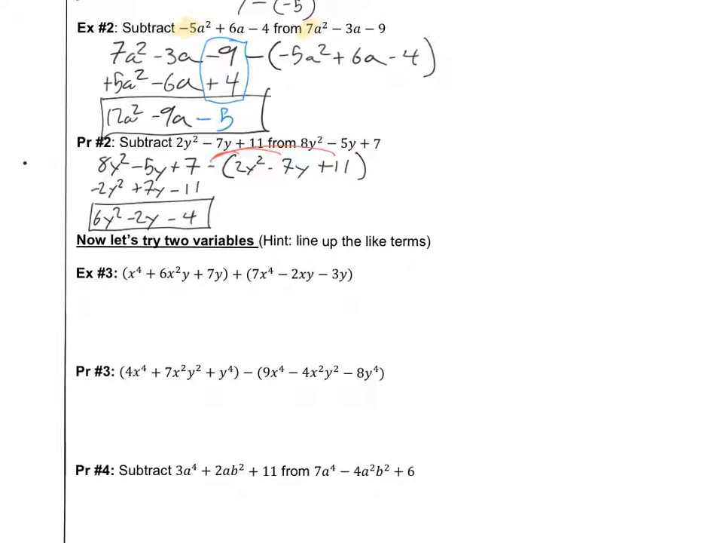All right, let's talk about example number 3. What we're doing now is we're trying more than one variable or two variables. Notice we have x's and y's. And so we have to make sure that the terms are all the same, and we also want to line them up again. But first, let's do our little shape method thing and see if we have all the same terms.